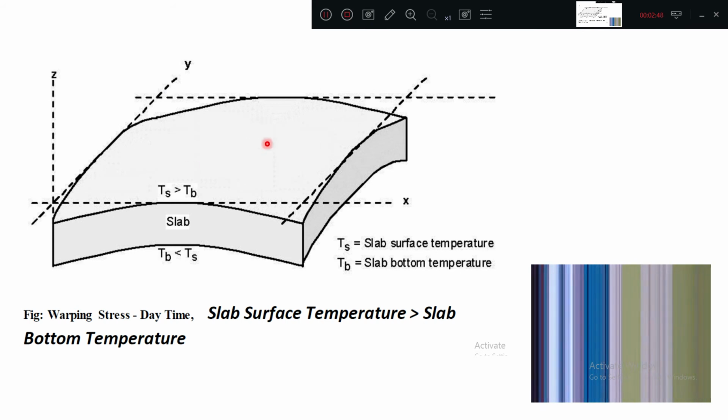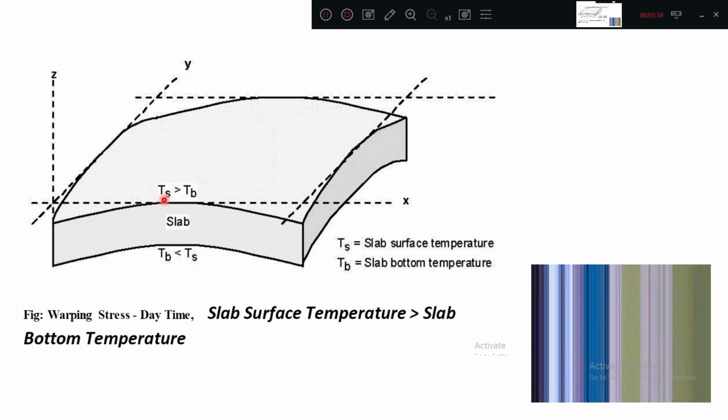You see this diagram. This is the deformation of the slab due to temperature change, and that too in daytime. What will happen during the daytime? Warping stress due to daytime. Slab surface temperature is greater than slab bottom temperature. Due to the temperature increase at the top, the slab is going to bend. This was the previous original x-axis. After the temperature increase, the slab has bent like this. This is called warping.